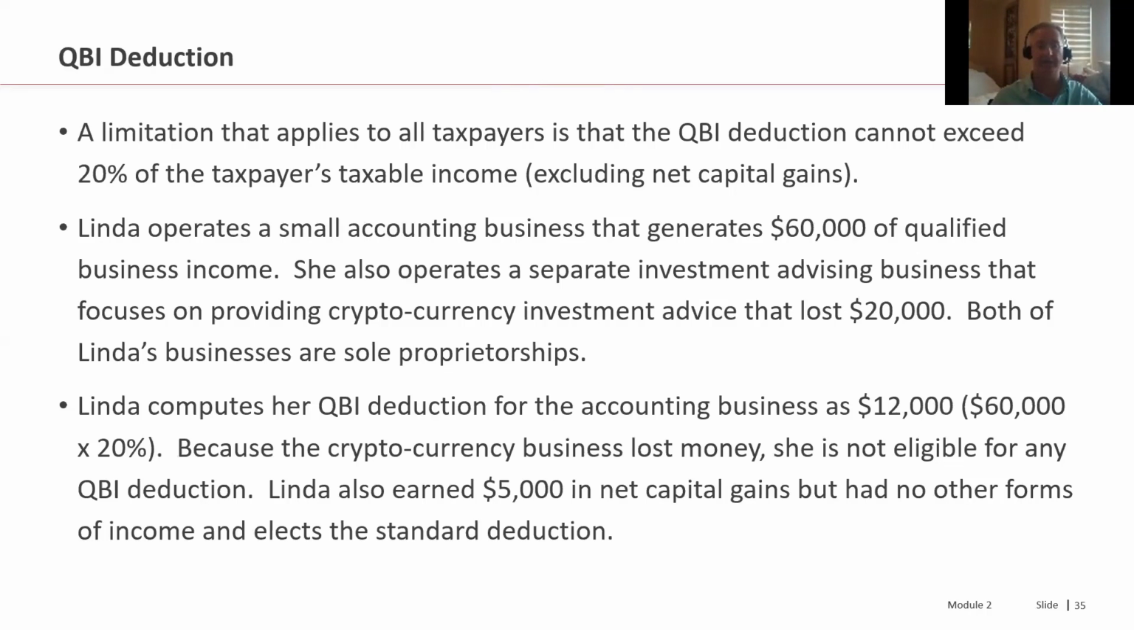So what Linda has to do is calculate her QBI deduction separately on each activity. So the accounting business is eligible for a $12,000 deduction. That's $60,000 times 20%. Because the cryptocurrency business lost money, she's not eligible for any deduction on that. Linda also earned $5,000 in net capital gains, but she had no other forms of income, and she just elects the standard deduction.